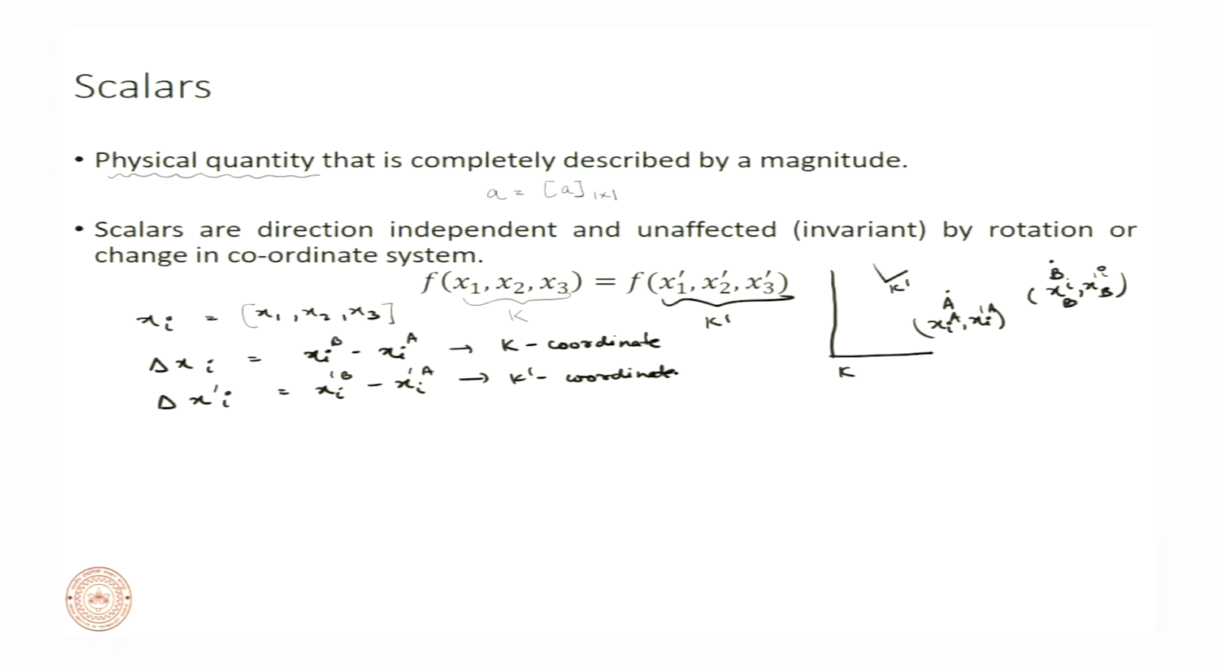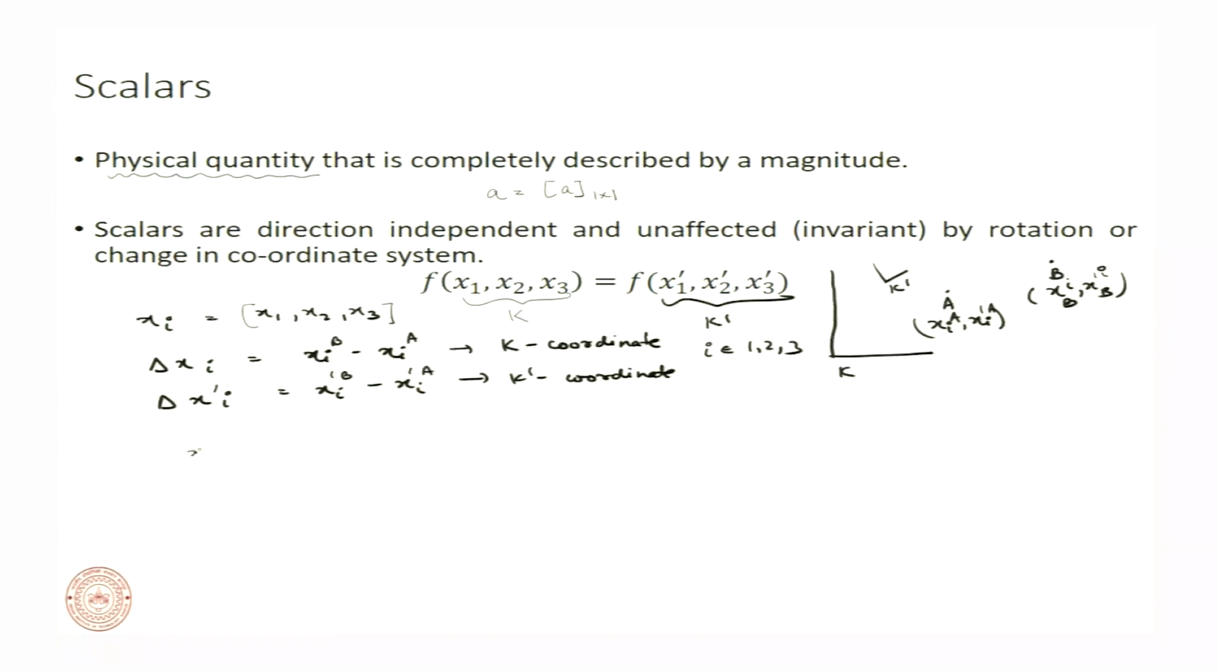Again, i over here belongs to 1, 2 and 3, so for the three directions. We will talk more about this i index notation when we go to summation notation. Now, we can see that we have two coordinates, so we need a transformation between the two coordinates. How can we transform x_i of A to x_i prime of A?